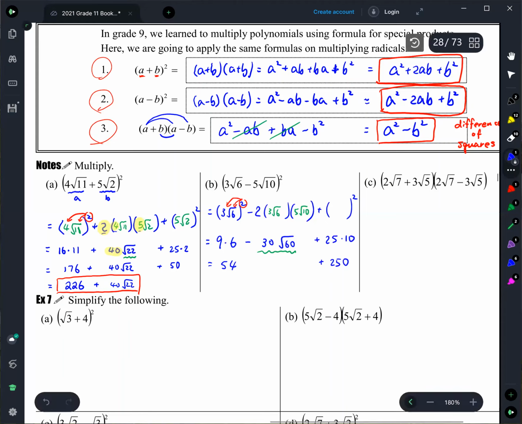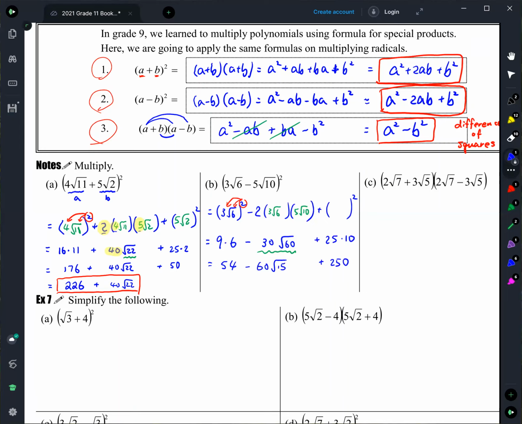So what's on the outside afterwards? 60. Yep, 60, and the inside will be 15. 3 and 5 left, right? Okay, very good. So you get a pair of 2 go out, multiply with a 3, give you 60, square root 15 left inside. And then finally, we just combine the numbers, right? 54 and 250 give you 304 minus 60 root 15.